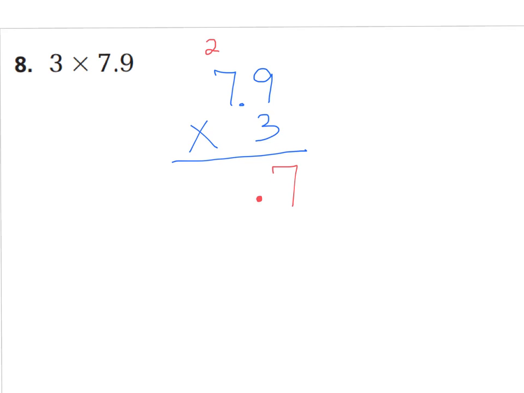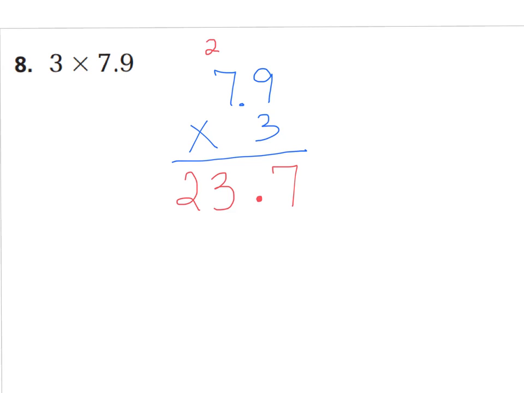I went ahead and regrouped my 2 wholes into my whole category, because remember, I had 20 tenths. And 10 tenths is 1 whole, so 20 tenths is 2 wholes. That's why we put the 2 up above. Now let's go ahead and multiply my whole numbers. I have 3 times 7 is going to be 21, plus 2 more is 23 wholes.